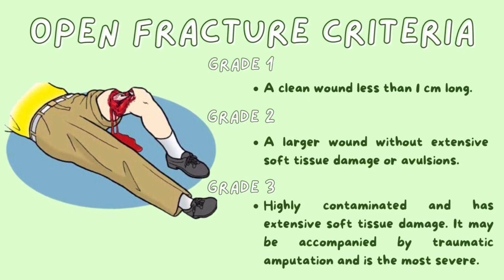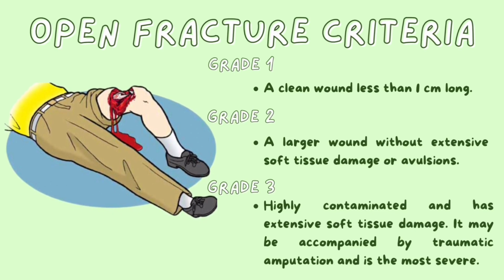For grade 1, it is a clean wound less than 1 cm long. For grade 2, it is a larger wound without extensive soft tissue damage or avulsions. For grade 3, it is highly contaminated and has extensive soft tissue damage. It may be accompanied by traumatic amputation and is the most severe.